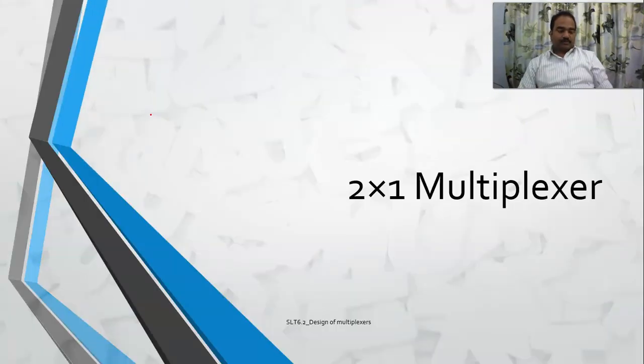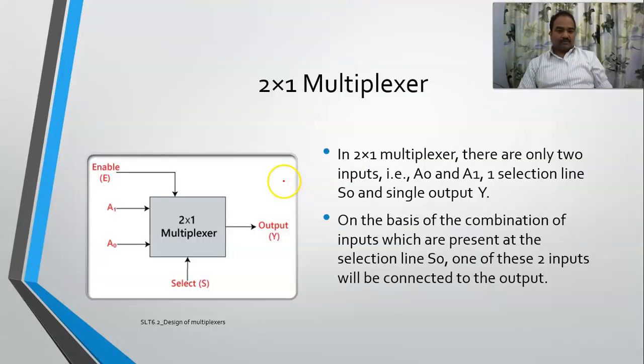I'll start with the basic 2x1 multiplexer, where you have two inputs and one output. This is the block diagram of a 2x1 multiplexer. Now this is an enable pin, you can ignore that one, which is just used to turn on this device. Any one of these two inputs can be chosen as the output. Which one is chosen is decided by the selection pin.